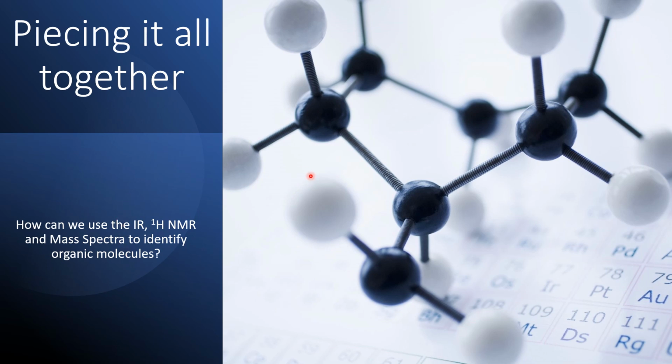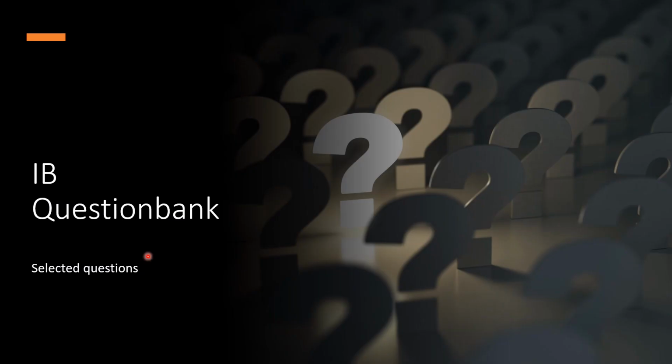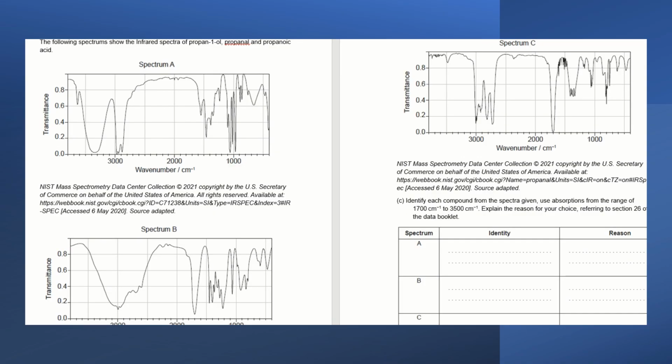So in the next slides, I'll be looking at piecing it all together in terms of using the proton NMR, the IR, and the mass spec to identify molecules. And in order to do that, I'm going to be using the IB question bank to help solve these kinds of questions. So let's look at some questions from the IB question bank.